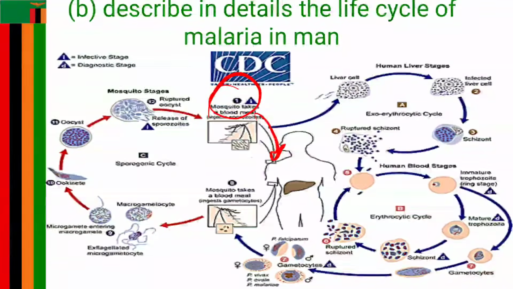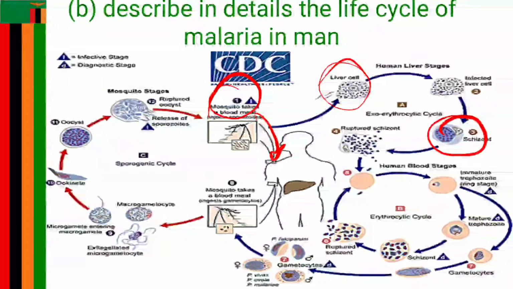Now, once the sporozoites are injected in the bloodstream of this human being, they are going to migrate to the liver, and inside the liver the sporozoites are going to attack the liver cells, damage them, develop into schizonts, and of course from schizonts the malaria parasite is going to rupture that liver cell and release into the bloodstream what is known as the merozoites.